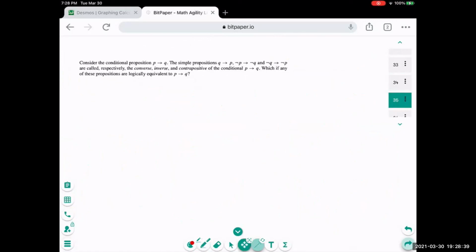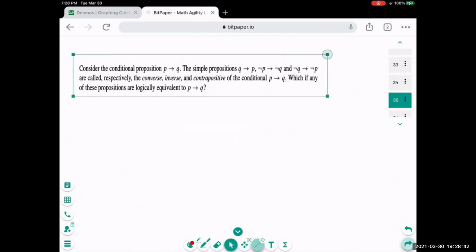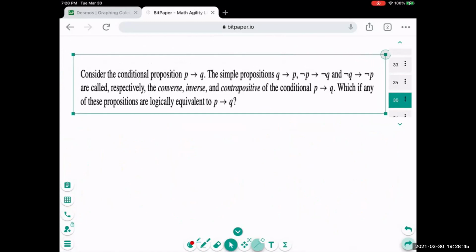So, let's make this a little bit bigger yung question. So, sabi sa question, consider the conditional proposition P implies Q. The simple proposition Q implies P, negation of P implies negation of Q, and negation of Q implies negation of P are called respectively the converse, inverse, and contrapositive of the conditional P and Q, which if any of these propositions are logically equivalent to P and Q. So, hahanapin natin kung alin yung sa tatlong proposition na yon yung equivalent sa P conditional to Q.